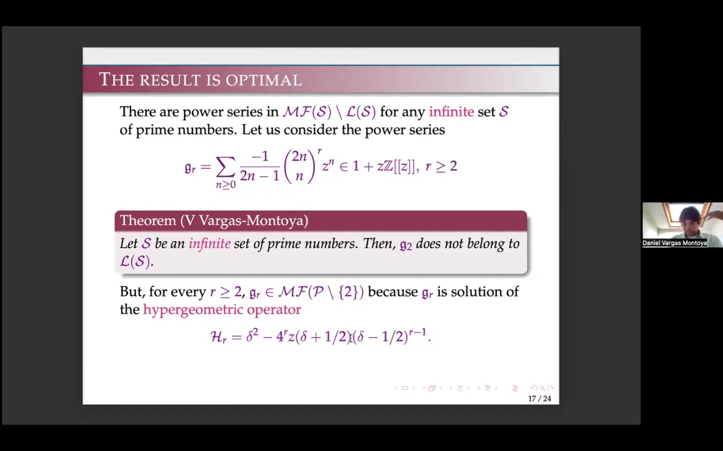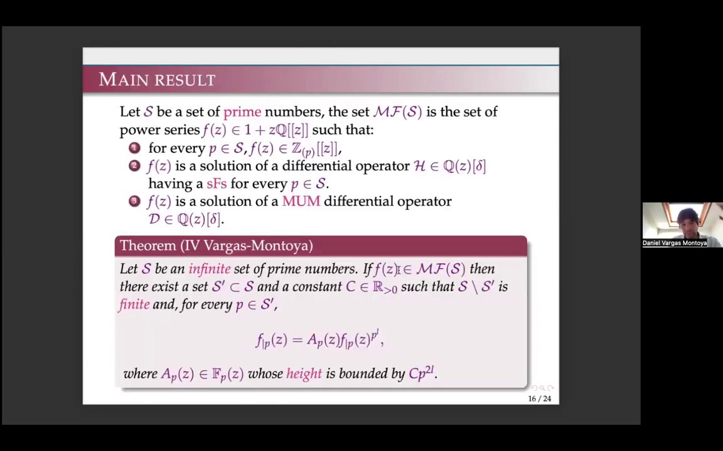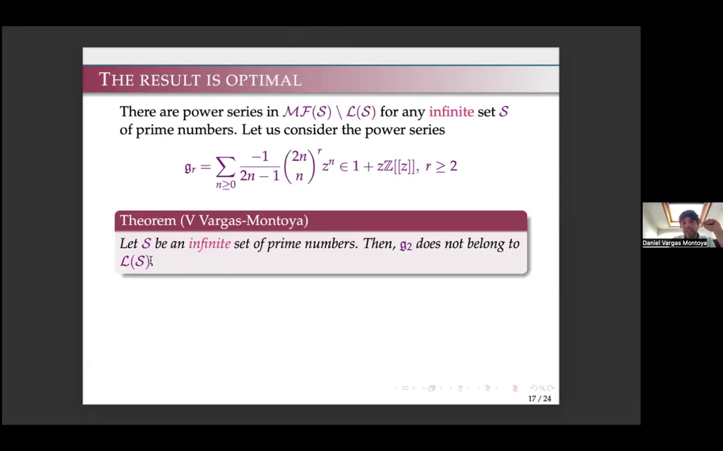So, thanks to theorem 3, this hypergeometric operator has a strong Frobenius structure for all P bigger than 2, and it turns out that this hypergeometric operator is also MUM at 0. So we can apply theorem 4, and we have this equality, and also we have that. But we can do better than that for this hypergeometric series because it's not in LS. Okay, so at this point there are two things.